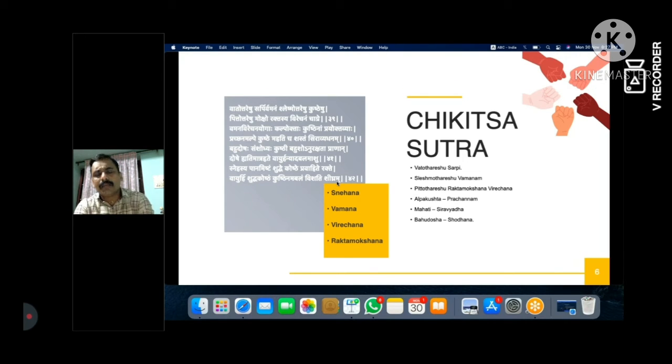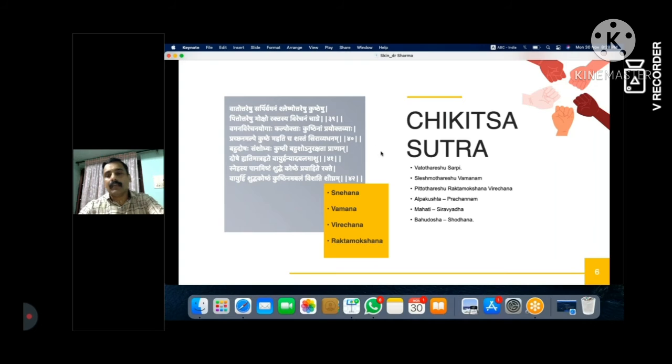Similar Chikitsa Sutras, with slight modification, can be found in other Samhitas also. Even the Nighantus mention somewhat similar Chikitsa Sutras. But Charaka's Chikitsa Sutra is very important, because the Acharya says Vatottereshu sarpir. If Vata associated conditions are there, sarpi should be applied. That means Shamana Sneha should be utilized in Vata predominant conditions. Shleshmottereshu kushteshu vamanam: if the Kushta is associated with Shleshma, vamana is the main mode of treatment.